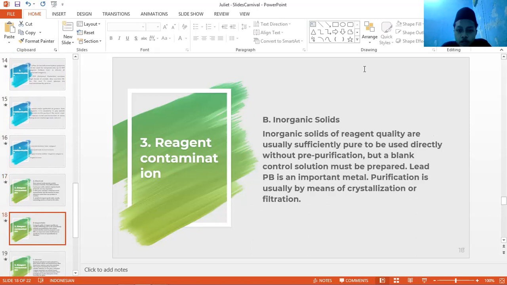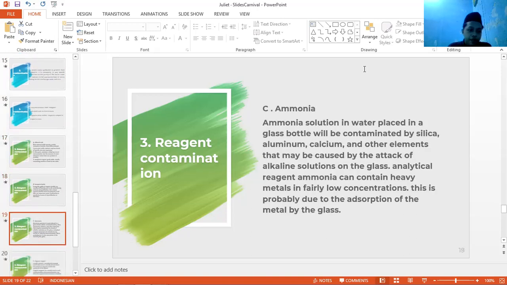B. Inorganic solids. Inorganic solids of pure quality are usually sufficiently pure to be used directly without pre-purification, but a blank control solution must be prepared as an important method. C. Ammonia. Ammonia solution in water placed in a glass bottle will be contaminated by silica, aluminum, calcium, and other elements that may be caused by the attack of alkali solution on the glass. Analytical reagent ammonia can contain heavy metals in very low concentrations. This is probably due to the absorption of the metal by the glass.